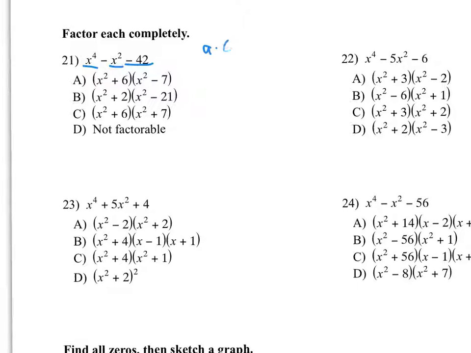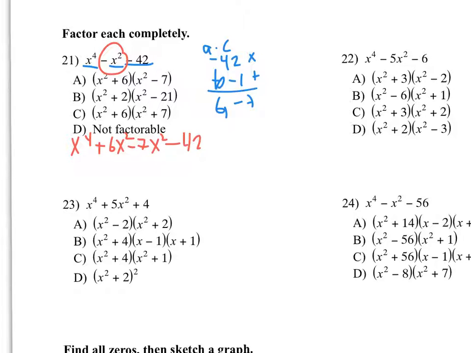So we've got a times c, negative 42, and add up to negative 1. So times and plus. Things that multiply to 42, I know 6 and 7 do, and 6 and negative 7 also get us to negative 1. That's pretty cool. So that would be x to the 4, and then we'd have plus 6x squared minus 7x squared, because they were originally squared, and then minus 42.